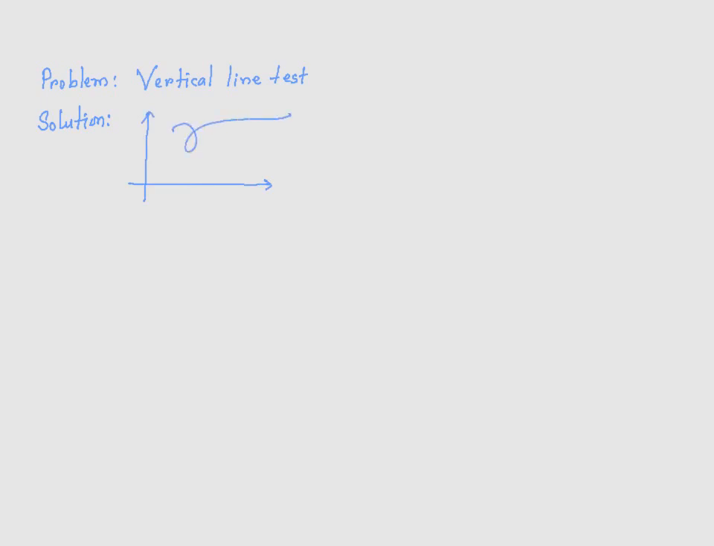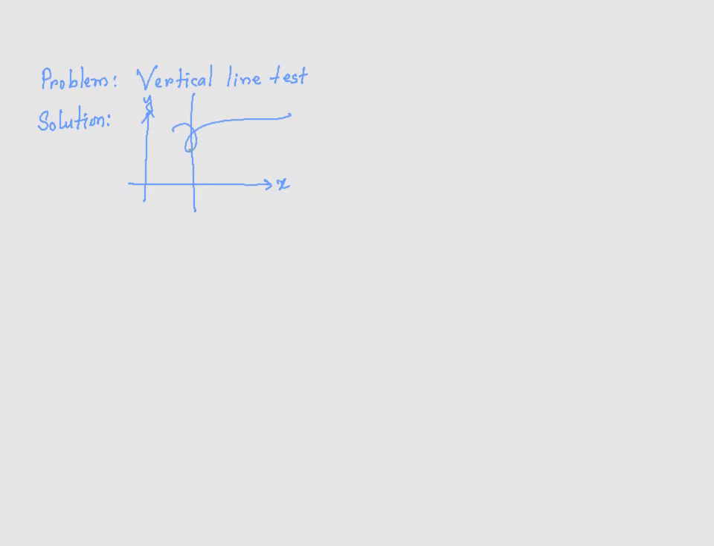I'm just making this one up. Some sort of relationship. So this is your X and this is your Y. Now, what the vertical line test tells you is this. If you can draw a vertical line through a graph or relation where the line intersects the relation in more than one point, then it does not form a function.